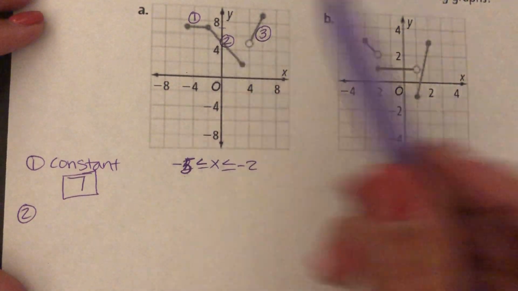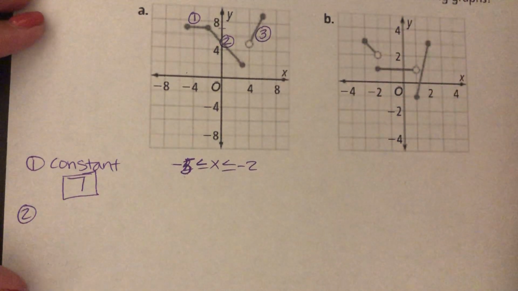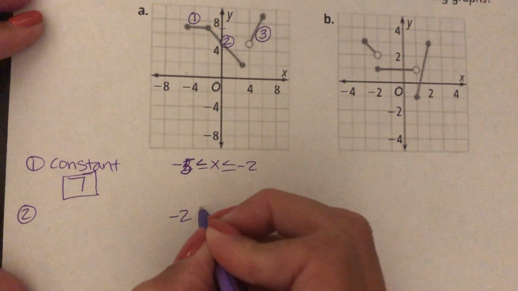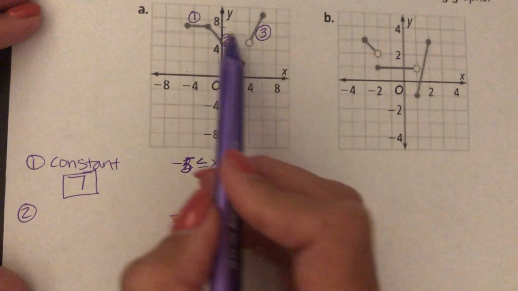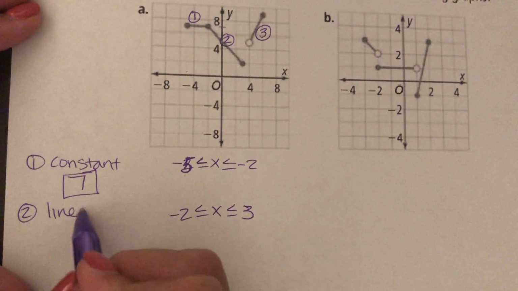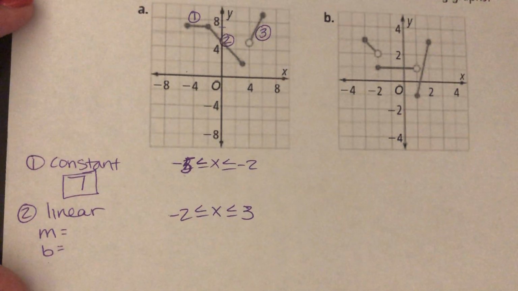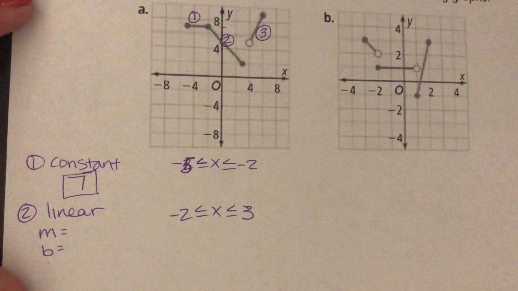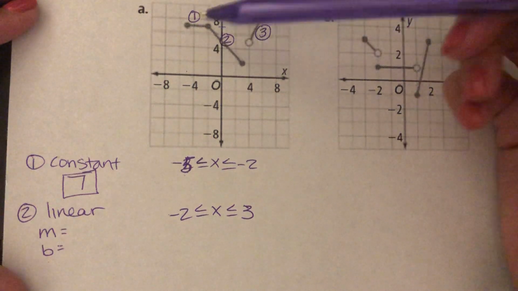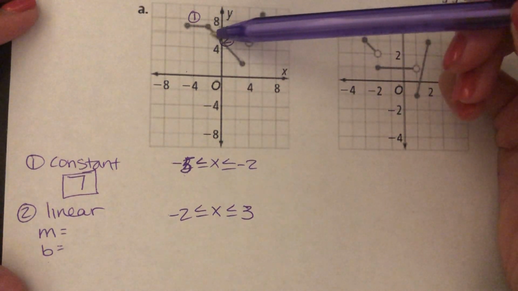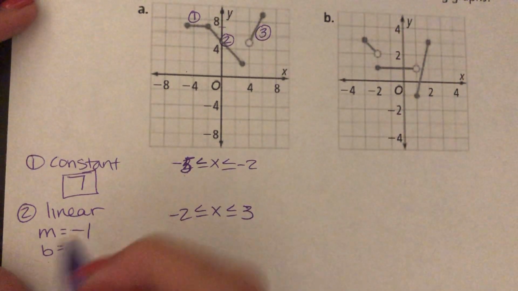Okay, number 2, let's find the domain. That's -2 to 3. And it's going to be linear. So linear, you need to find the m and the b, mx plus b. So the slope is going to be negative. It's going down. So down 1 over 1, down 1 over 1, down 1 over 1. So -1 for the slope.